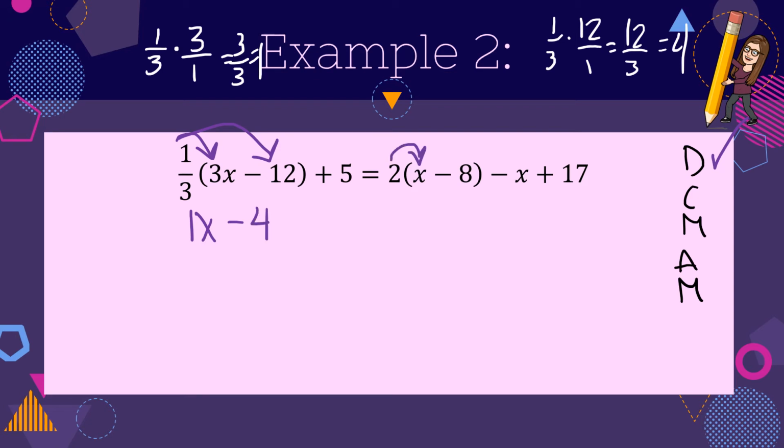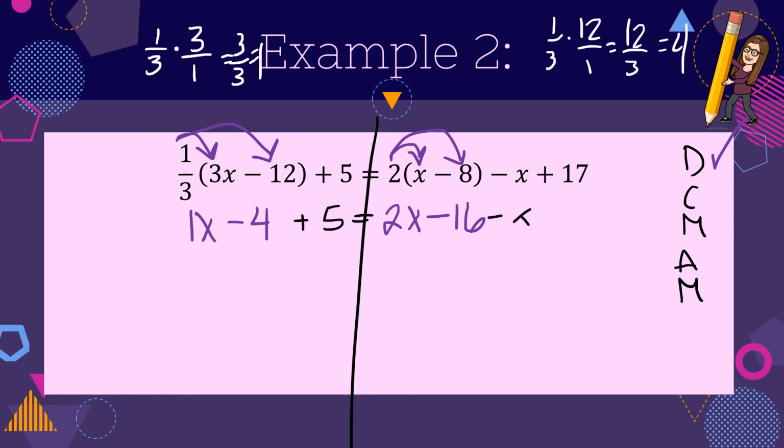I also have distribution here. Oops, I forgot my line down equals. There we go. 2 times x is 2x. 2 times -8 is -16. Look at that. We just did one step and everything else falls down.